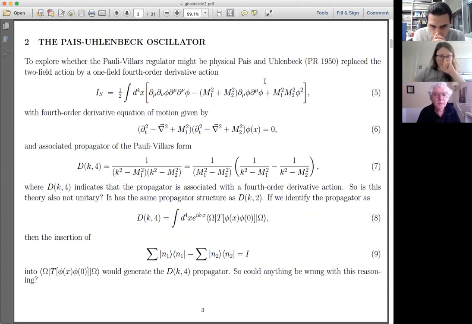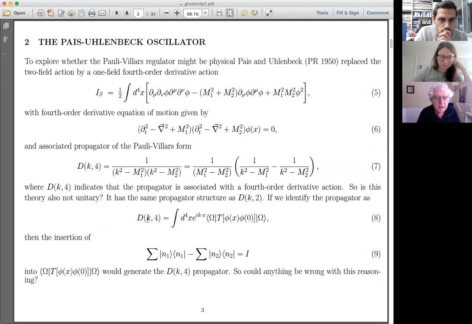Now, Thijs and Uhlenbeck in 1950 asked whether it could be physical. So they introduced a different theory, which was a 4th order derivative theory, 4th order derivative equation of motion. And they calculated the propagator, and the propagator was exactly the same as the Pauli-Villars propagator. I've referred to it as dk4 because it's not the same as dk2. And we'll see why that's relevant in a moment.